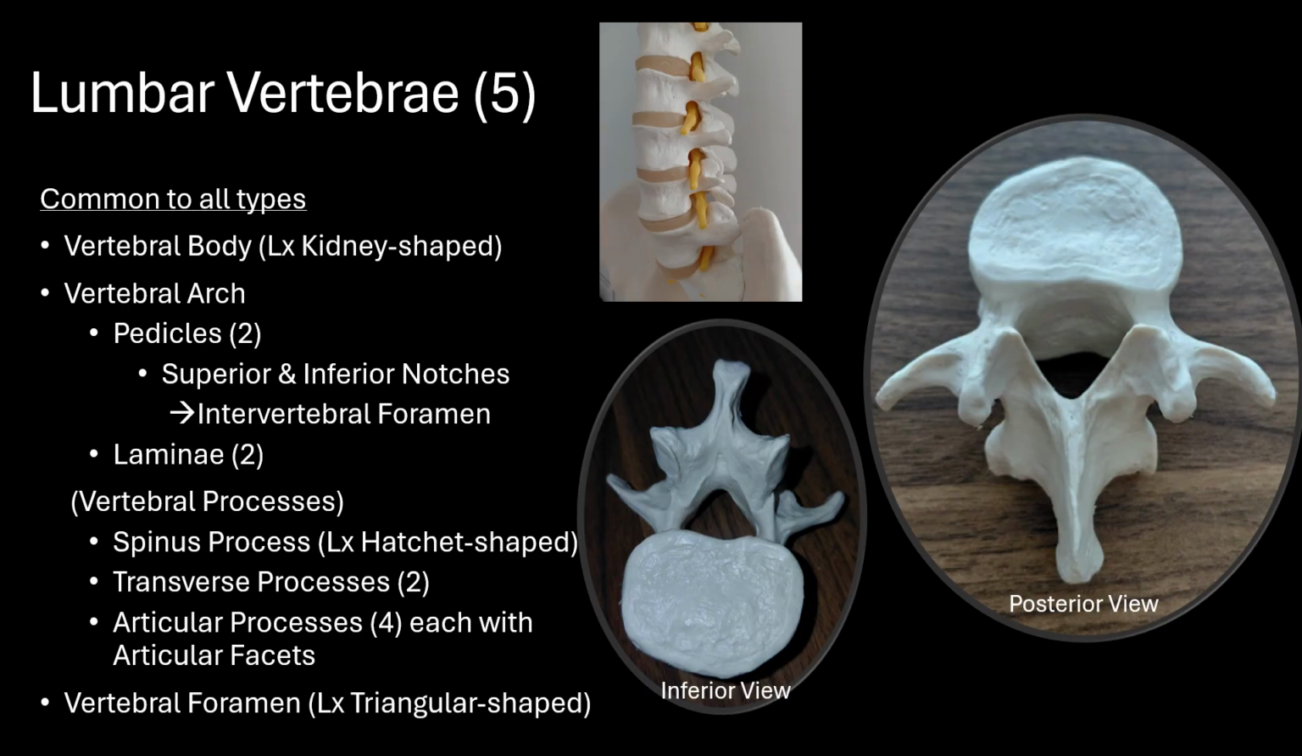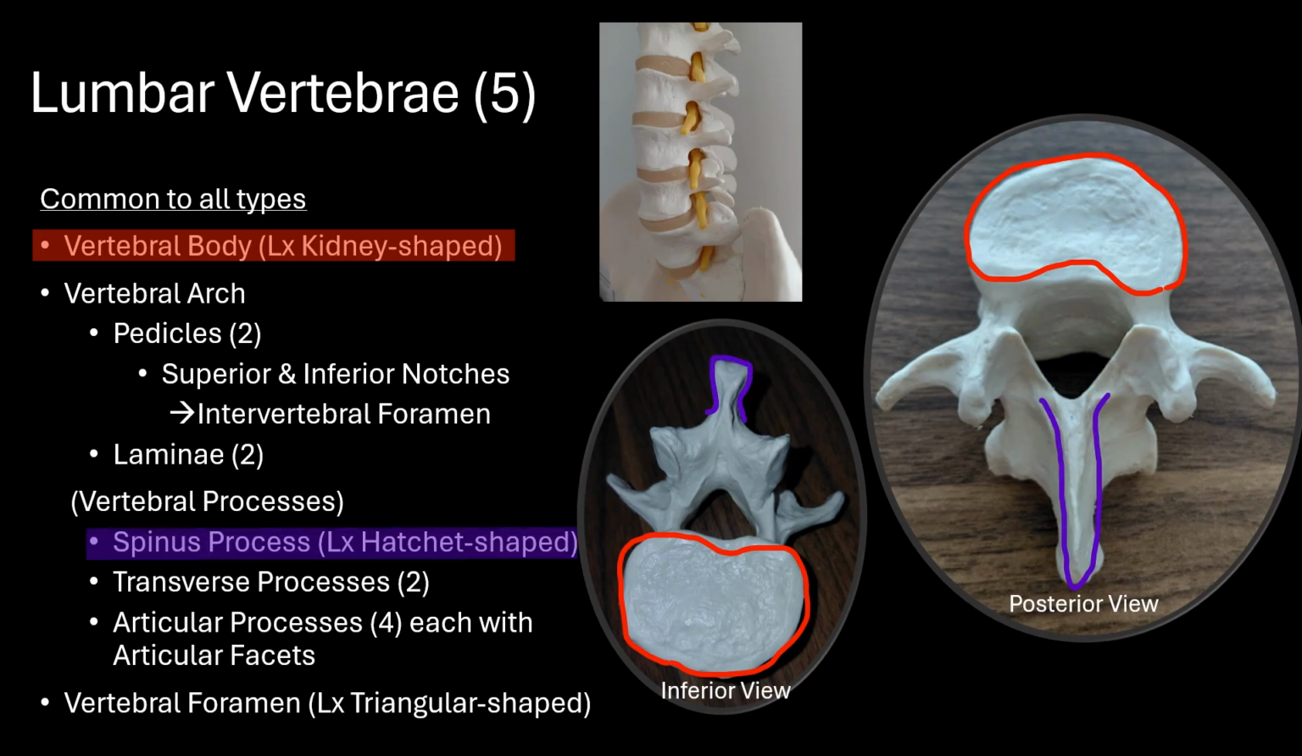And then here are the unique features of lumbar vertebra to be able to identify them in another way. We have an overall kidney-shaped vertebral body, a hatchet-shaped spinous process, and then a triangular-shaped vertebral foramen.